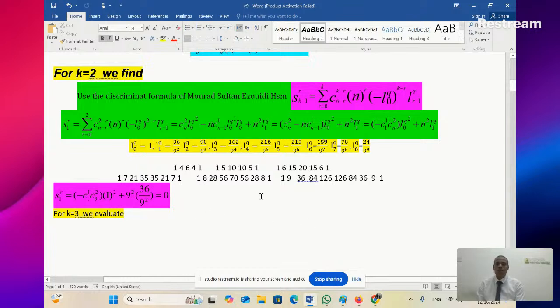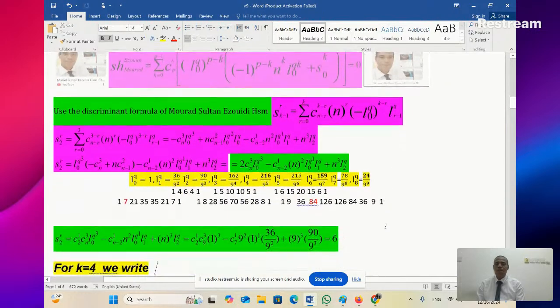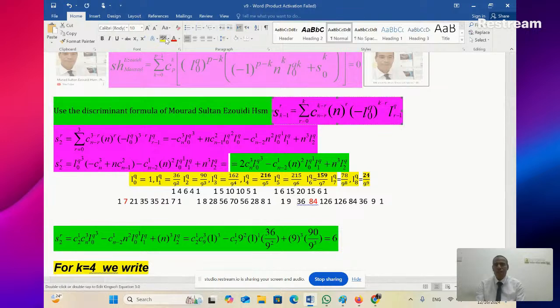Okay, it will be 36 minus 36 plus 36, which is 0. That's a simple calculation. Now I'm looking for S2, learners. I will focus on putting k equal 3 in this formula of Murad Sultan Ezouidi, this one. I will give it another color. Okay, this one. So after making the substitution, S2 will be equal to 6.